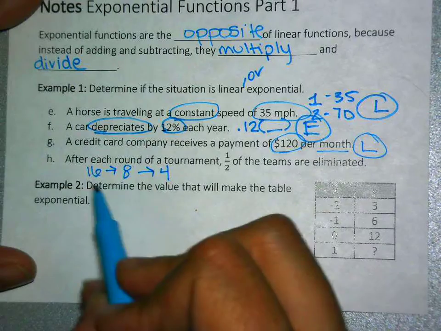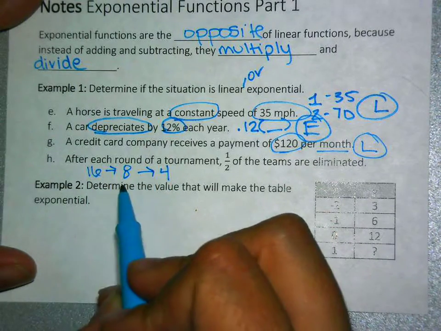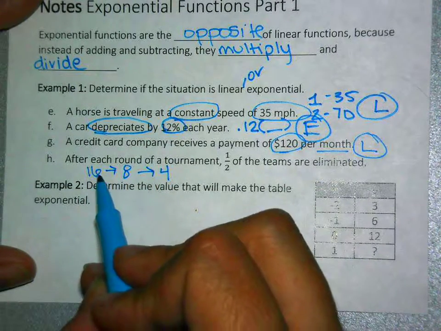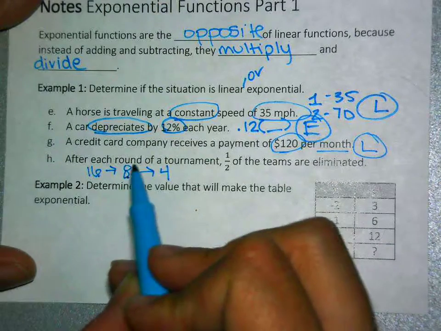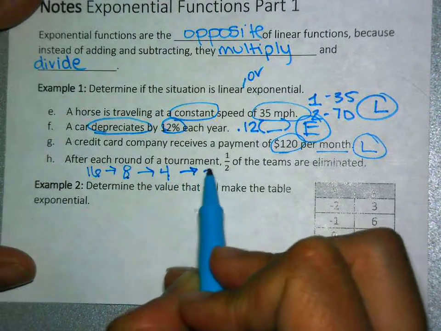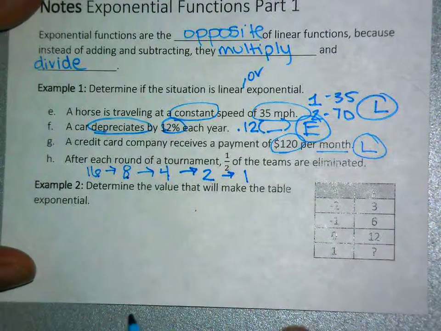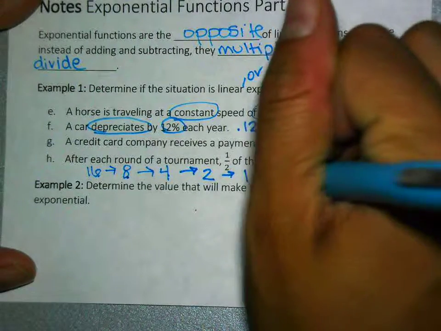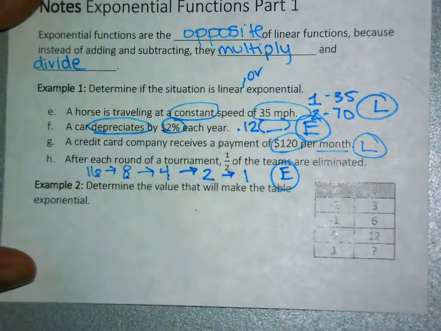That's not constant. That's not subtraction. That is division: divide by 2, 8. Divide by 2, 4. And you could keep going until you had the winning team. So this is an exponential example.